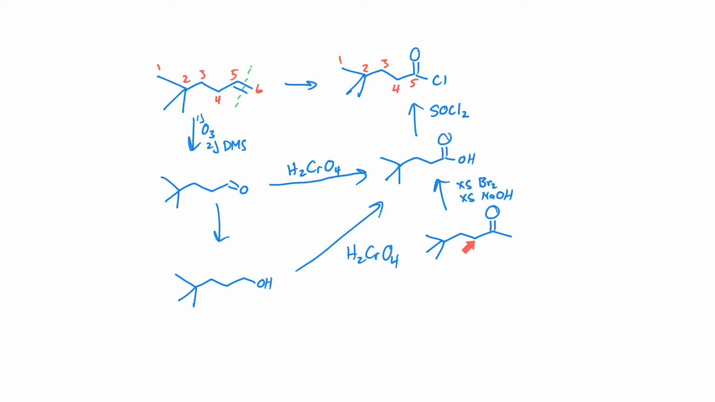The reason is we've got certainly 3 alpha hydrogens here that we could replace with bromine, but we also have 2 more right here, and chances are some or all of those would be replaced with bromine, and we'd get a couple bromines at this position as well. And obviously in our product that is not desired. So that's why I chose not to use the haloform reaction in this case.